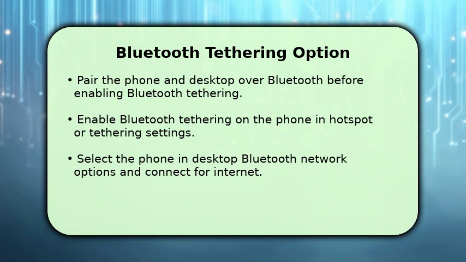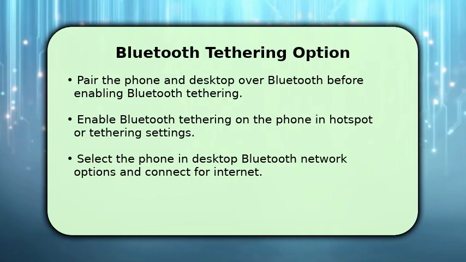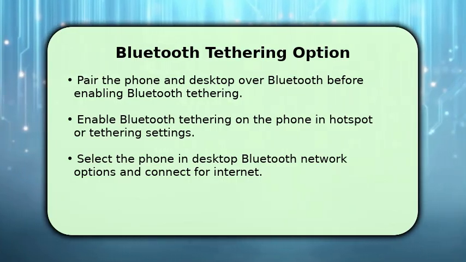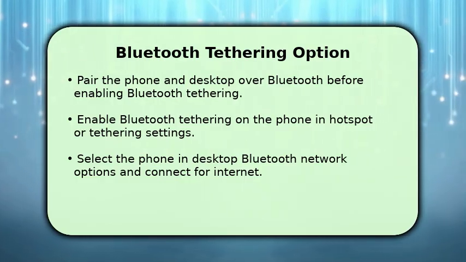On the desktop, open Bluetooth settings, locate the paired phone, and choose Connect using Internet or Access Point profile. Verify the new network interface shows active, and then browse a web page to confirm Internet access.